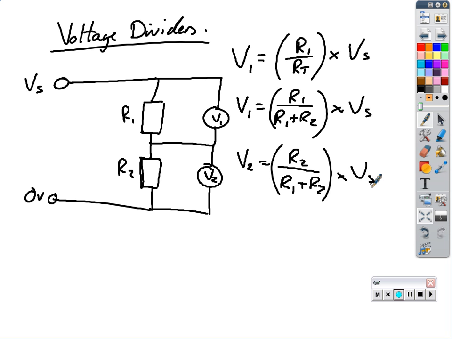Resistance values, supply values, and voltage values. You will always be given enough information to complete this.